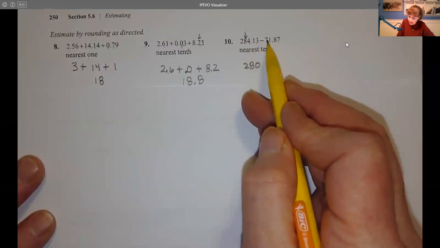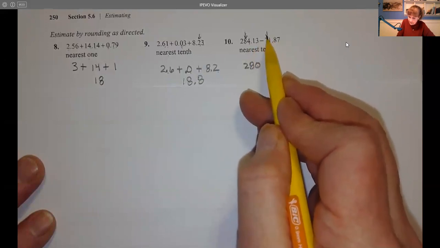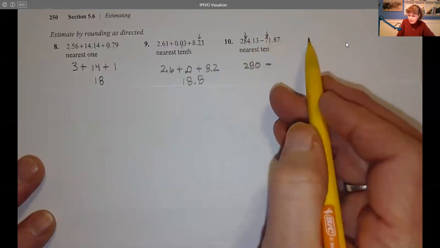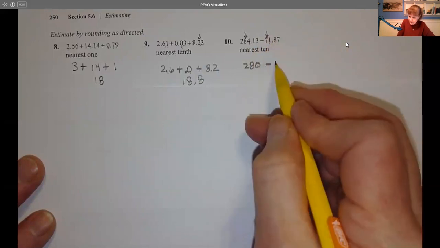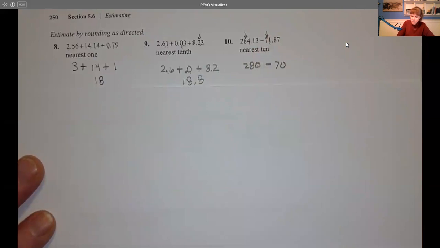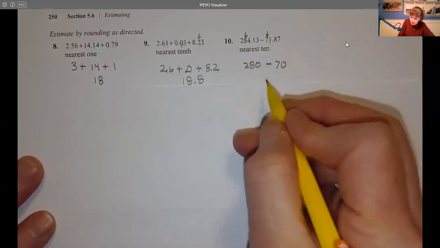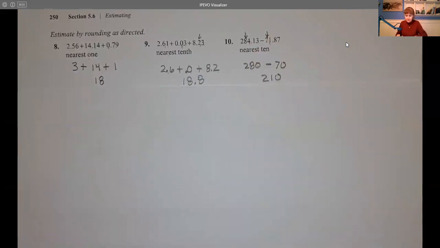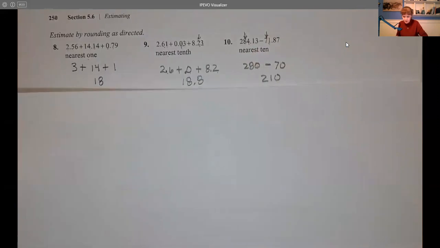Here, to the nearest 10 is the 7 spot. Look to the right. It's less than 5, so leave it as 70. So 280 minus 70 is 210. So you're just rounding and adding in this, or subtracting, whichever.